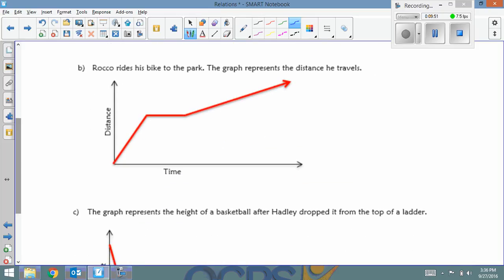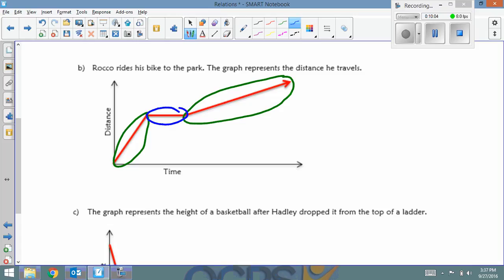Rocco rides his bike to the park. The graph represents the distance, okay? Anytime that it's increasing, that means that he is riding his bike at that time. When it's flat like it is here, that means he is taking a break. Okay? And the reason that this side here is steeper than this side here is because this means that he is riding faster than the other side.